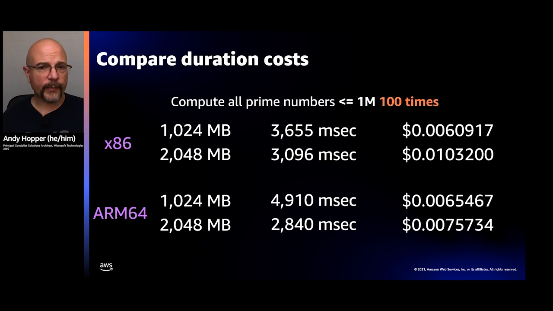And this is just an example of the exact same function I was talking about earlier, where I'm doing that brute force calculation of prime numbers. And this is actually an interesting data point. You'll notice at the 1024, the 1 gig memory allocation, x86 slightly edges out the ARM64 infrastructure when it comes to the price per performance ratio. However, you'll notice if I give the ARM64 environment slightly more memory and compare that against the corresponding x86 architecture, I'm starting to find that my ARM64 environment is actually getting a better price-performance ratio.